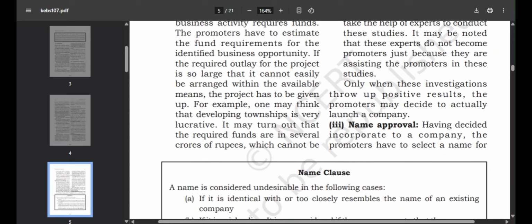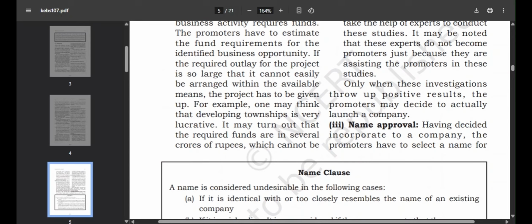Only when these investigations throw up positive results. So if you're pitching a business idea and these three feasibility studies are satisfied, only then do the promoters decide to actually launch the company. Otherwise they will work on that aspect. And if, after working on that, the company is still not showing results or is still not rising, then they will abandon that idea completely. If there are some positive results, then it goes ahead with launching the company.